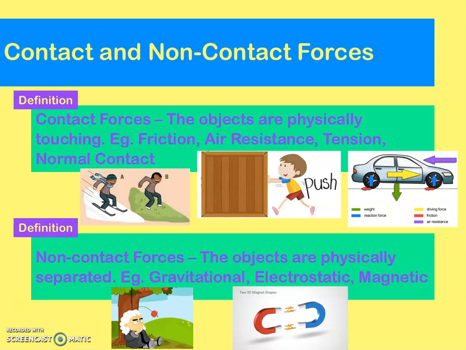A contact force is when the objects are physically touching. So for example, we have friction, air resistance, tension, and normal contact. And we'll look at what each of them are. Then if we look at a non-contact force, that is when the objects are physically separated. For example, gravitational, electrostatic, and magnetic. So have a minute to look at what these definitions are before we take a pause to answer the questions.